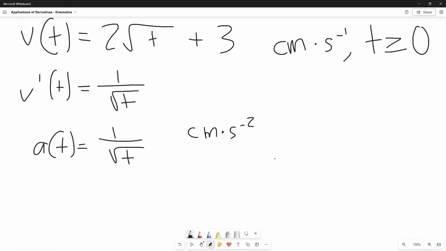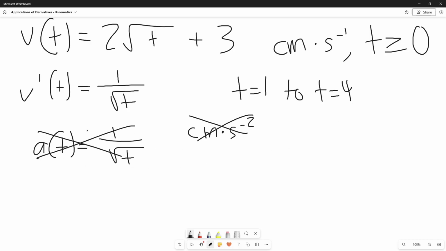And if you wanted to find the average velocity, let's say from t equals 1 to t equals 4, then we wouldn't use this acceleration function. We would just use this function, just using the rise over run. So first, let's calculate the rise, or the change in y value. To find that, we need to find the y value when t equals 4 and when t equals 1.